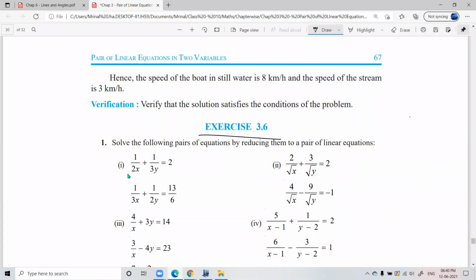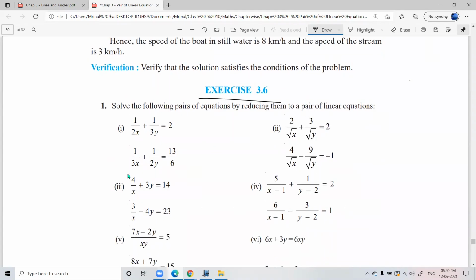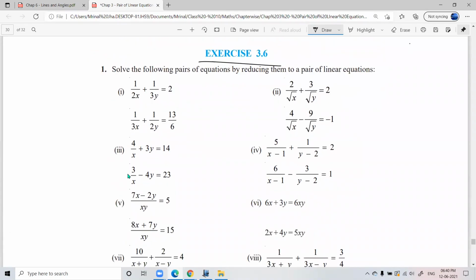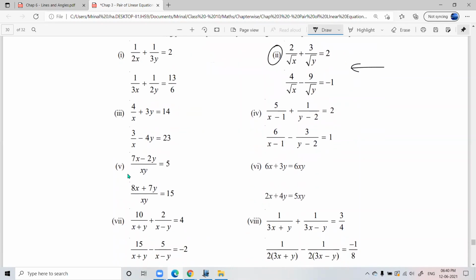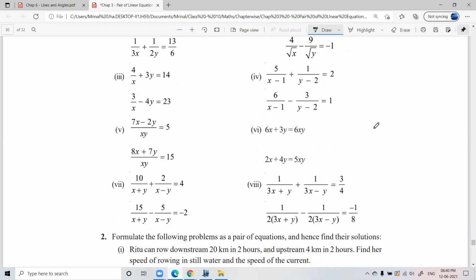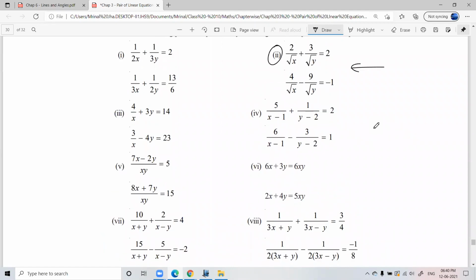So I think you should be able to solve all these problems, but I will solve a couple of them for you, which are slightly different. They look different. So I will solve this second one. And I want you to pick one more question, which I should solve for you. Tell me.